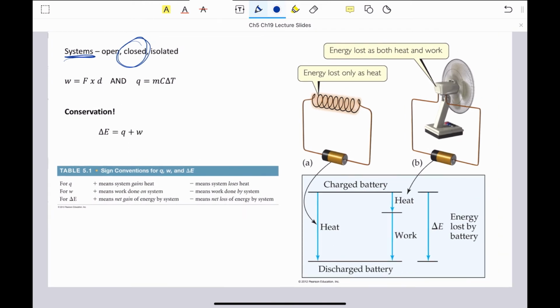We have the concept of work, we have the concept of heat, and that overall is our energy, and that energy is conserved. This diagram is a great way to show that. A battery has a certain amount of energy stored in it based on its chemical components, which we'll actually talk about in chapter 20. But one way, if we short circuit the battery and connect one end to the other, we can lose all the energy from that battery as heat.